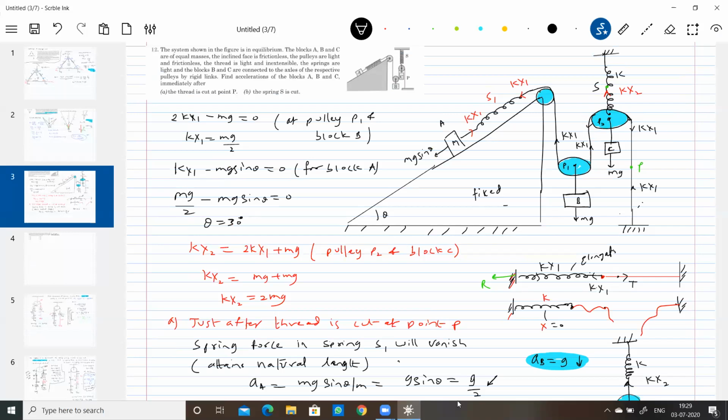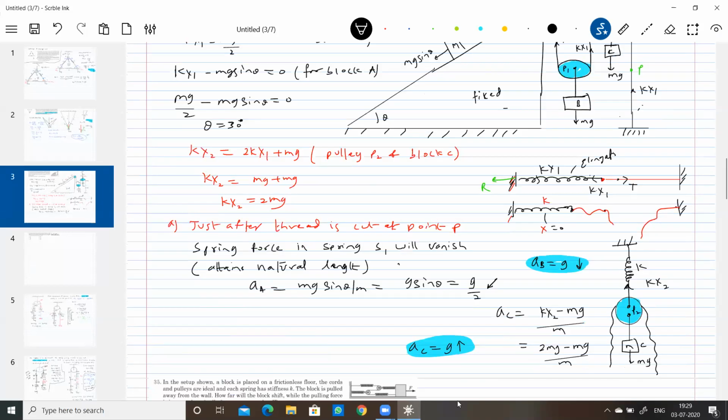Yes, sir. In that supportive diagram for the spring S1, sir, there will be a normal reaction by the wall also, right, sir? No, that will become everything internal. It's a rigid link, so that will become internal. All the forces acting on the pulley and block, you take as one system. So all the forces acting between the pulley and the block will become internal. We need not bother, because everything will become equal and opposite. Am I right? Yes, sir.